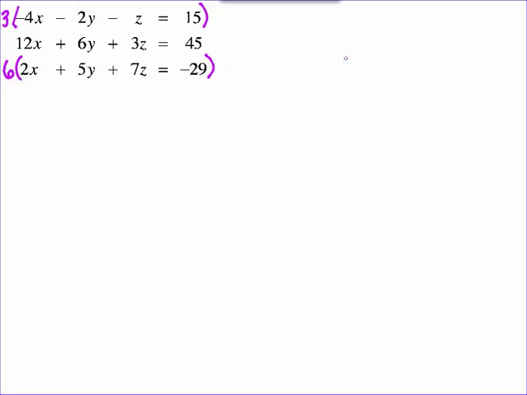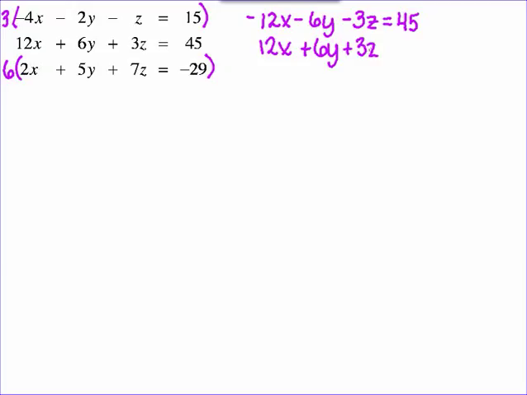So the top equation here becomes negative 12x minus 6y minus 3z equals 45. The middle equation I'm going to leave alone. And the bottom equation, what does that become? 12x plus 30y plus 42z equals negative 174.